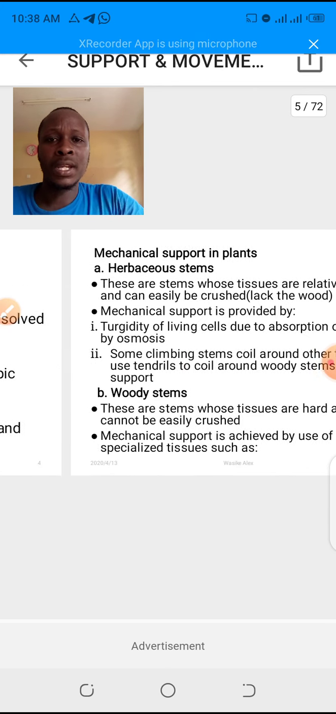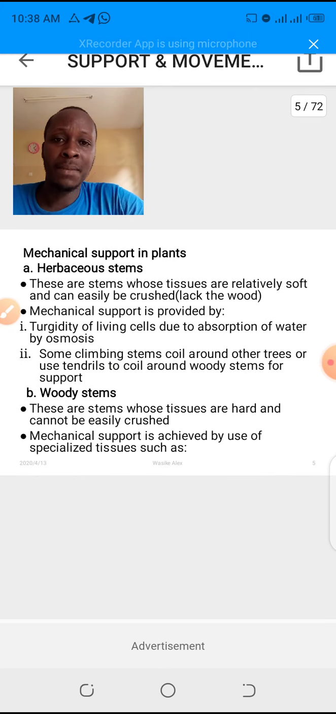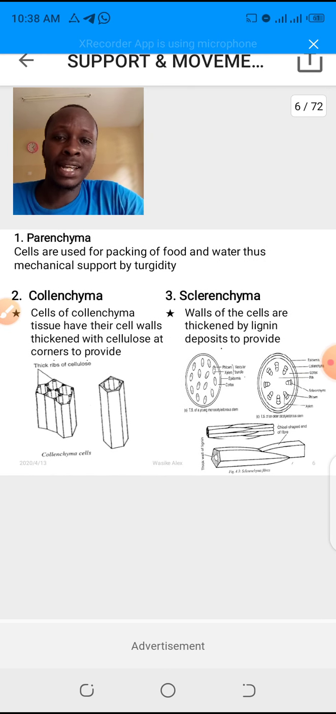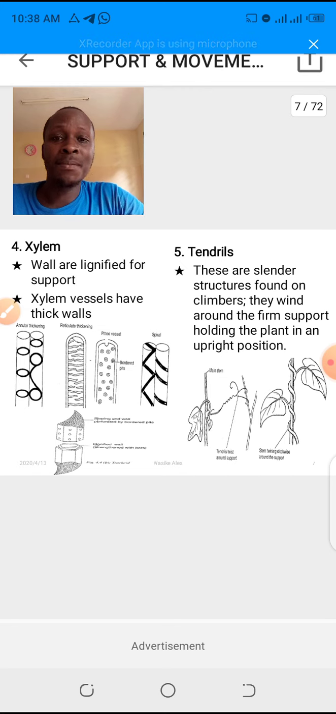And we were also able to cover the mechanical support in plants. We said mechanical support in plants includes the parenchyma, and you say that parenchyma is a mechanical tissue when it is turgid. So it must be turgid for it to be a mechanical tissue. The other ones, apart from turgid parenchyma, we have collenchyma, sclerenchyma, xylem vessels, and tracheids. They were four of them.